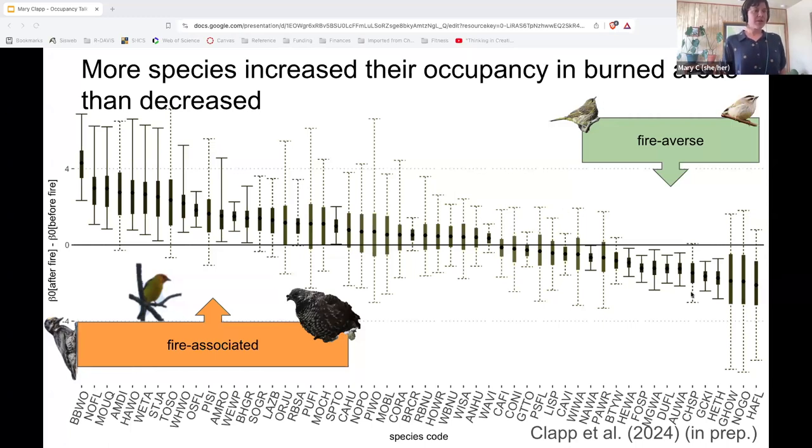There were fewer birds that actually decreased their occupancy in burned areas after fire, and those included a couple of warblers, including the yellow-rumped warbler and the golden-crowned kinglet.